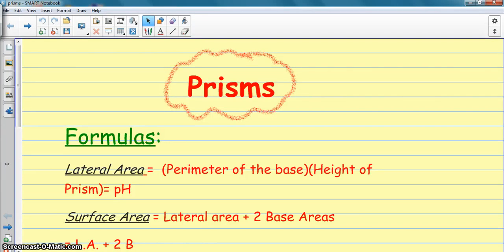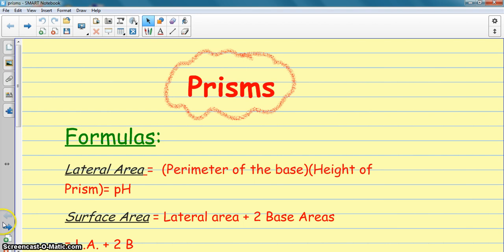Good afternoon, everyone. This is a short video on prisms. We're going to be talking about the formulas for lateral area, surface area, and volume. We're going to use all of yesterday's information and now start applying it to actual 3D objects. So today we're going to start with some real simple things.